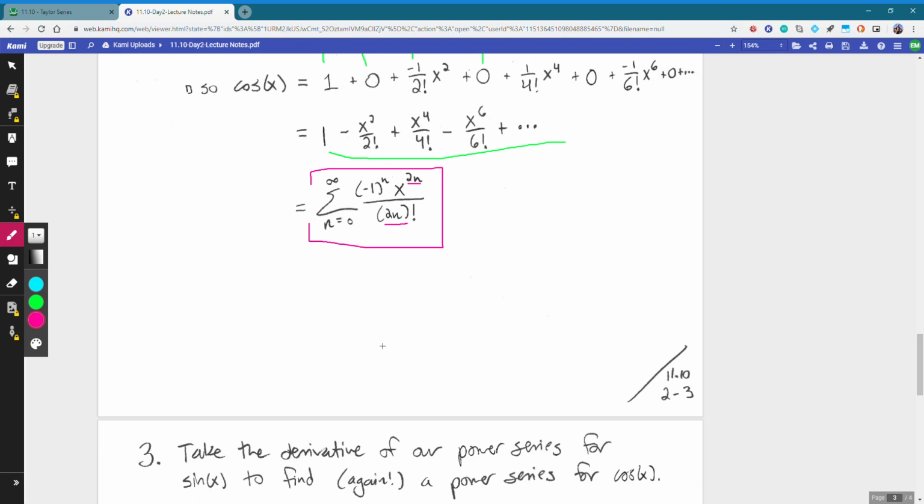If you haven't had a chance to work through that yet, pause the video here, take a couple minutes, and see if you can work through what that looks like. And we'll start when you're done.